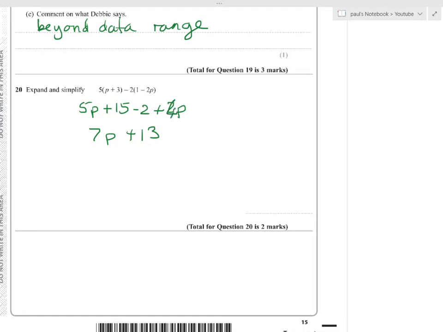It's 4p, isn't it there? 4p. So that's 9p plus 13. I got so hung up on that minus sign and forgot 2 times 2 is 4. Easy done.